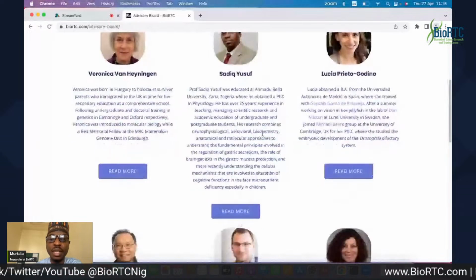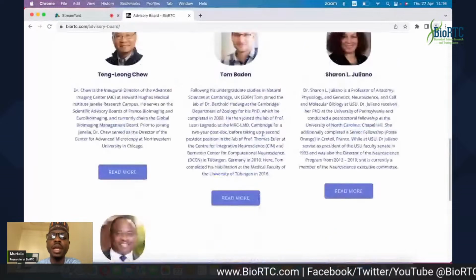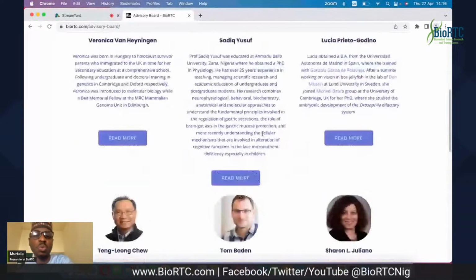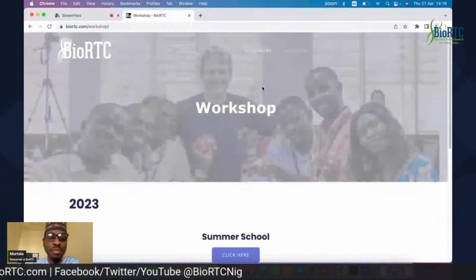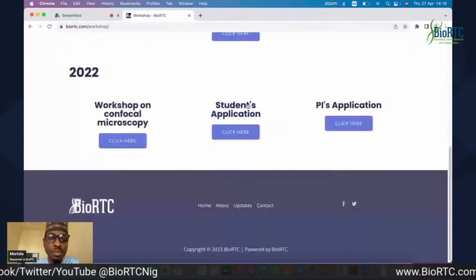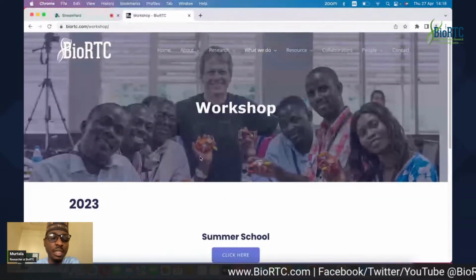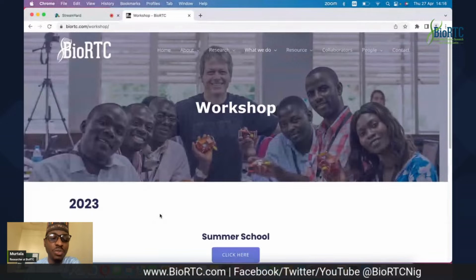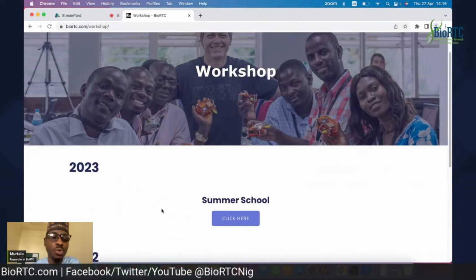So these are some of the things that you see: how the center, the story of the center and what it's doing globally. So you can also look at what we have done so far, like in 2022, what has been done, in 2023, what is coming up. For example, currently we are receiving applications for the summer school of 2023. So the application form is accessible through the website.